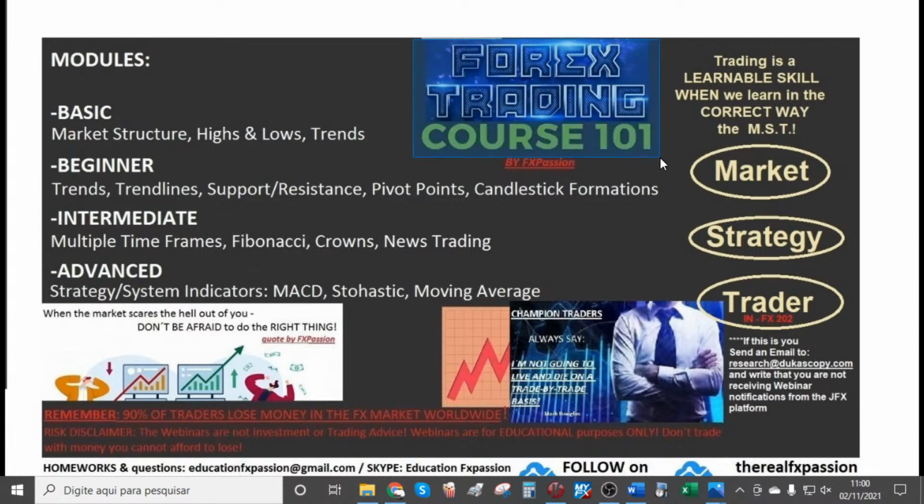And this is Forex Trading Course 101. Remember, trading is a learnable skill when we learn in the correct way the three pillars. Pillar number one is M, stands for the market. Pillar number two is the letter S, stands for strategy. And the big one, T, stands for trader. Talking about the trader more in the Forex course 202. But talking about the market and the strategy, we are learning this with those modules: basic module, beginner, intermediate and advanced. And talking about today, trading Fibonacci numbers, the three Fibonaccis and the multiple time frames.